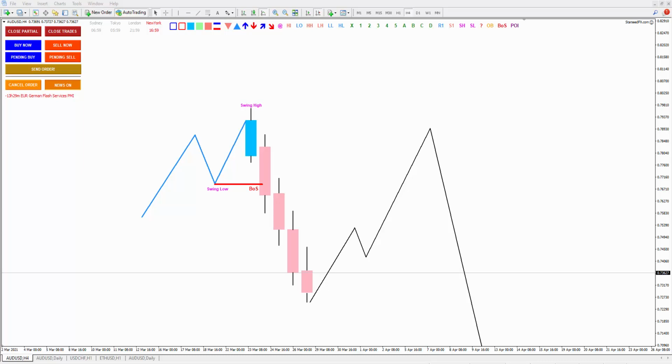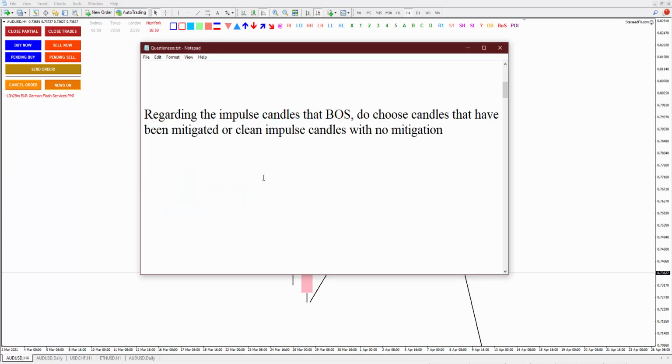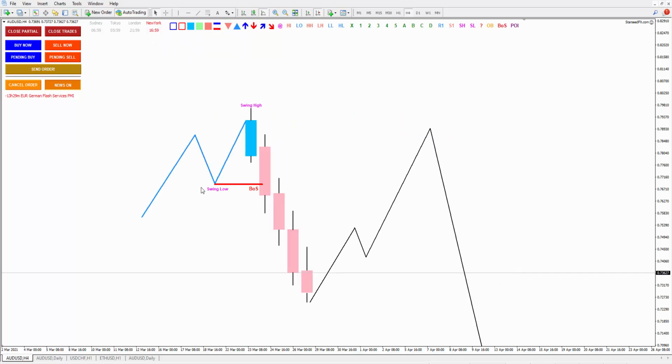Alright, let's get started. Here's the first question. Regarding the impulse candles that break off structure, do you choose candles that have been mitigated or clean impulse candles with no mitigation? To be honest, these are not a part of my trading rules, because my trading rules are very simple. I just wait for a clear swing high, swing low that breaks off structure and then mark my order block. I understand there has been a lot of discussion in the forum regarding candle mitigation and also imbalance, because both of them are related.